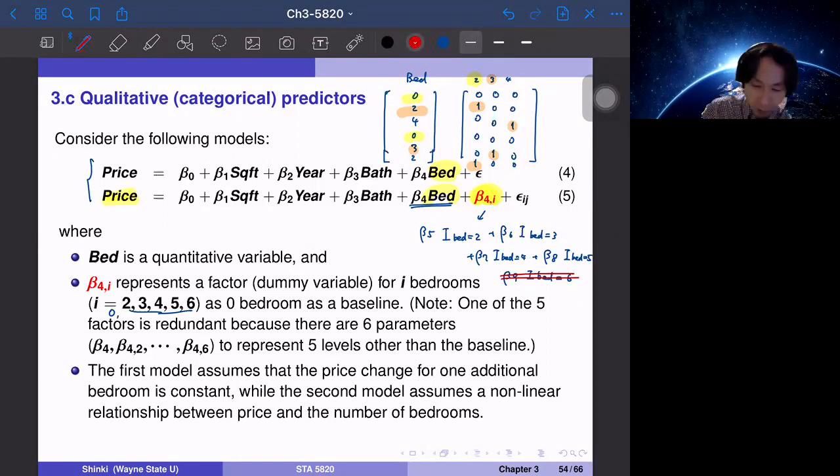Then basically we compare the first model with the second model. The first model has 5 parameters: beta 0, beta 1, beta 2, beta 3, beta 4. And the second model has 5 plus 4, so 9 variables, beta 0 to beta 9. And we will see whether or not these additional variables have meaningful information in addition to the first model.